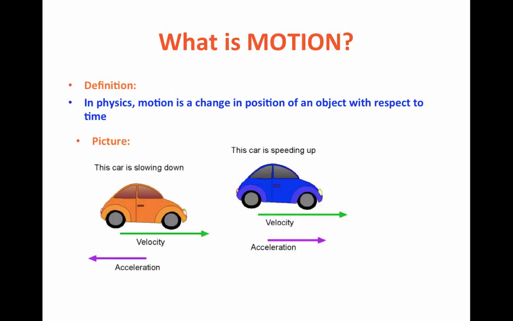What is motion? In physics, motion is a change in position of an object with respect to time. You see the picture? The car is slowing down. The blue car is speeding up.